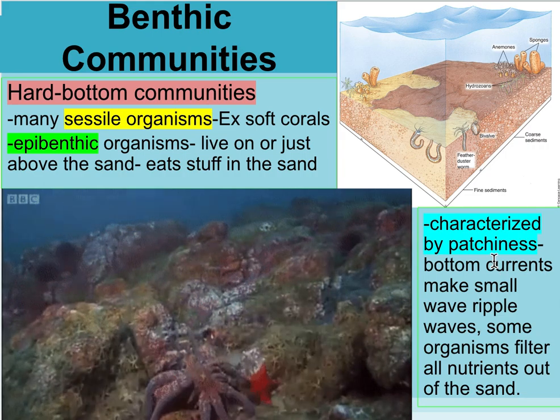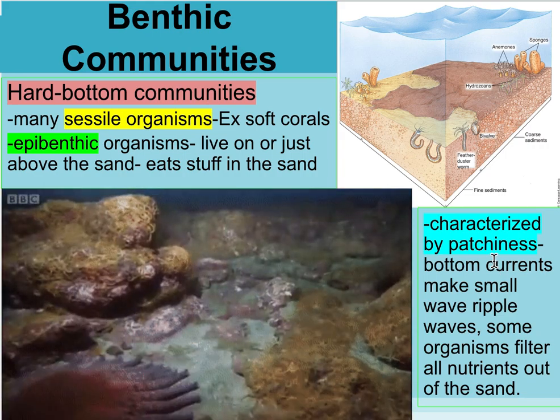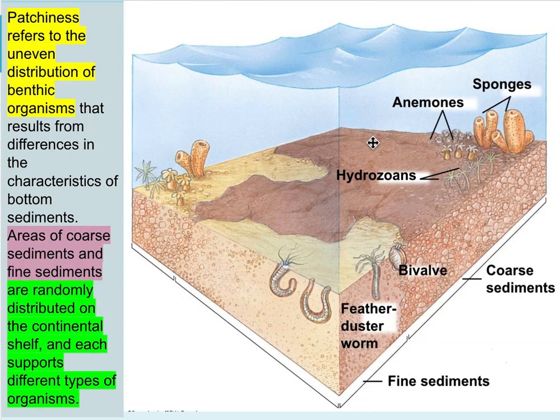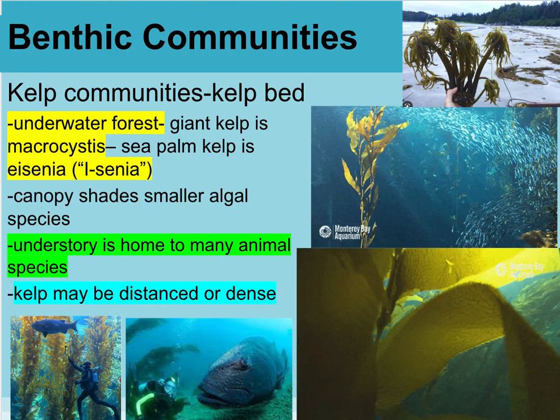So these areas can be very patchy, where you'll have, let me show you on the next slide, some coarser sediment and some finer sediment, and different things will live in different spots. On coarser sediments, you might have anemones or sponges, whereas in the finer sediments, you might have worms and different bivalves that will burrow into the sand, and they will get different nutrients from different spaces.